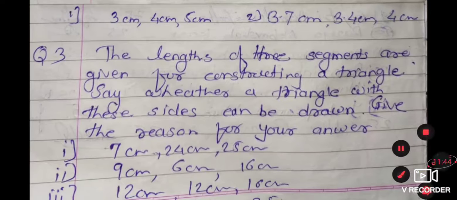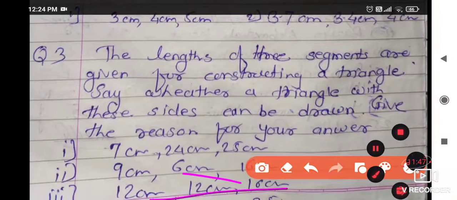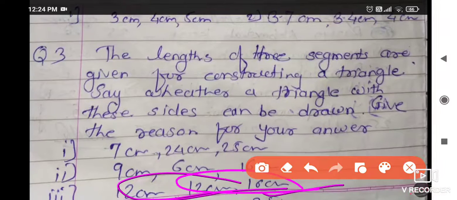Here I think I told you something different. Here 12 plus 12 is equal to 24, it is greater than 16. The sum of 12 plus 16 is greater than 12. So here also it is greater, and if you do the addition of 12 and 16, then also it is greater than the third side, so we can construct the triangle of the given measure.